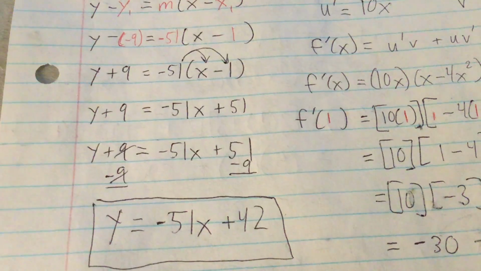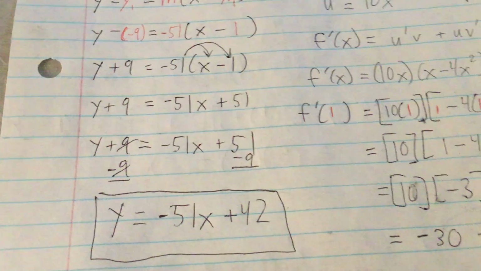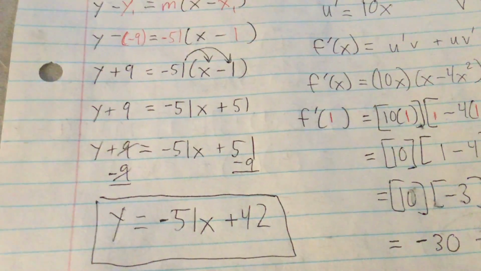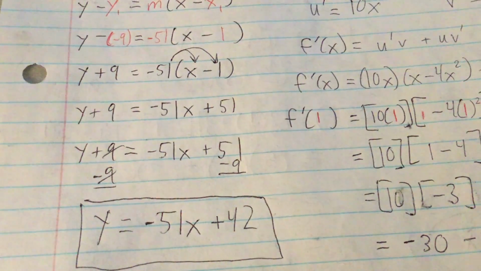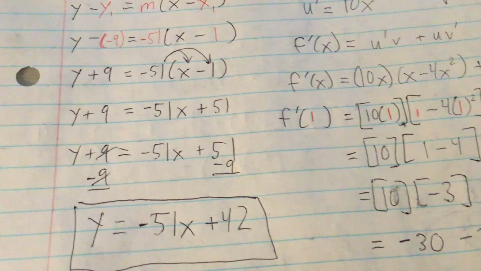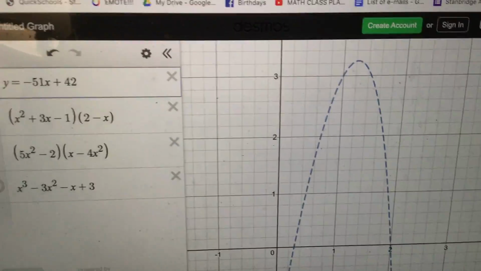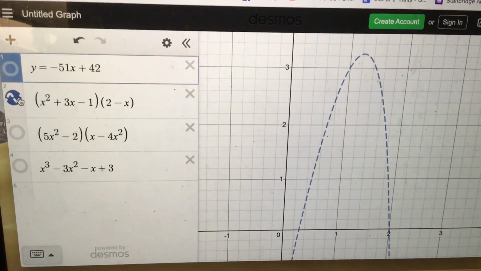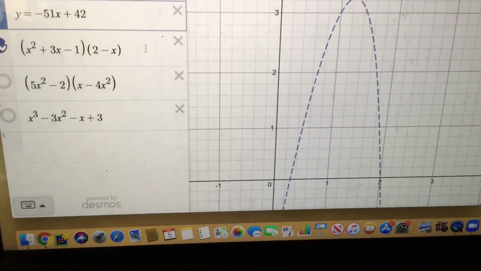Let's verify with the graph, as insane as it may look. Negative 51x plus 42. Jeez Louise. Okay, so let's take a look at this graph. For x squared plus, wrong one.